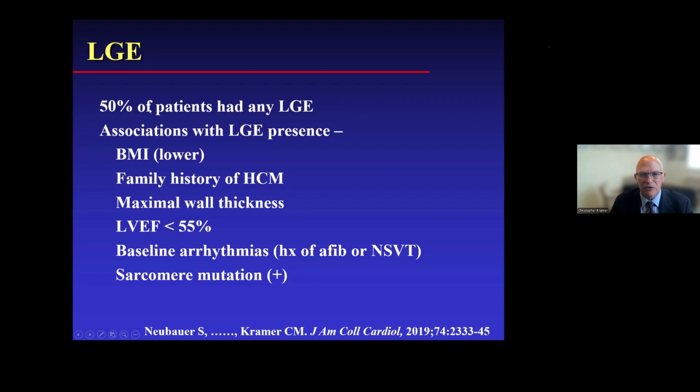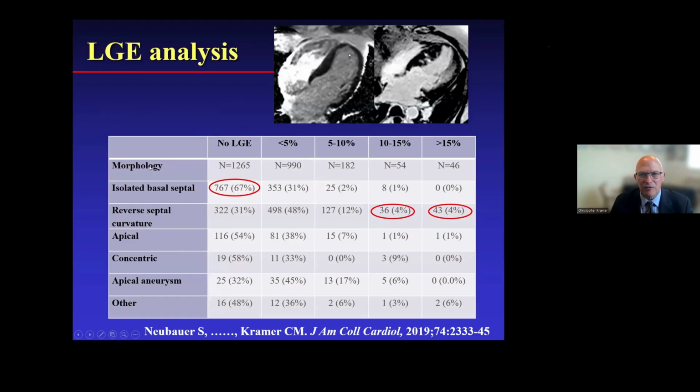When we looked at the relationship between morphology of HCM and LGE, the following interesting findings were noted. Patients with isolated basal septal hypertrophy, 2/3 of the patients had no LGE. If they had any LGE, it was generally very little, less than 5%. Contrast that to the patients with reverse septal curvature morphology, such as this patient. Remember, these 2 groups make up about 85% of the overall population. These were the patients with extensive LGE. And these are also the patients who more commonly have the reverse septal curvature, most commonly sarcomere mutation positive.